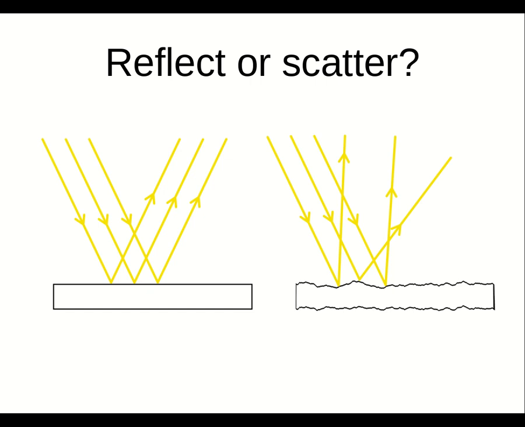So if this was paper, for example, then you'd see the paper, but you wouldn't be able to see the light bulb that created this light. If this was a mirror, then you'd see a picture or an image of the light bulb in the mirror.